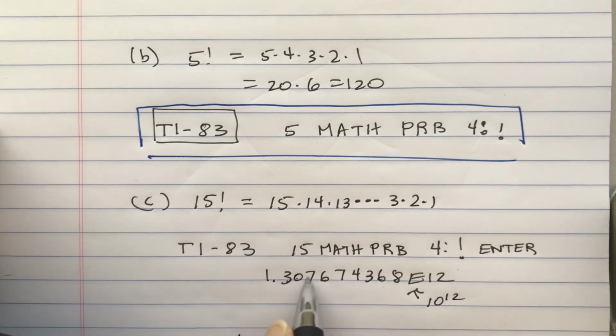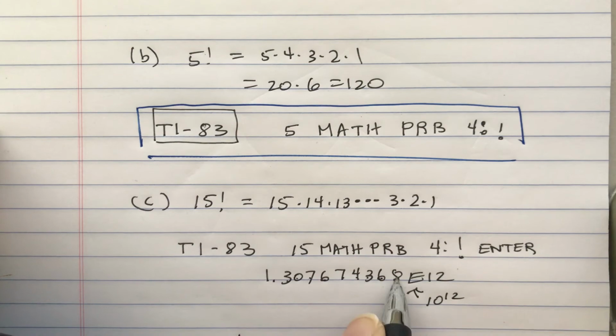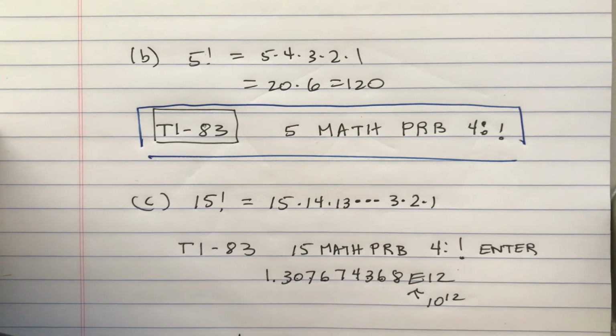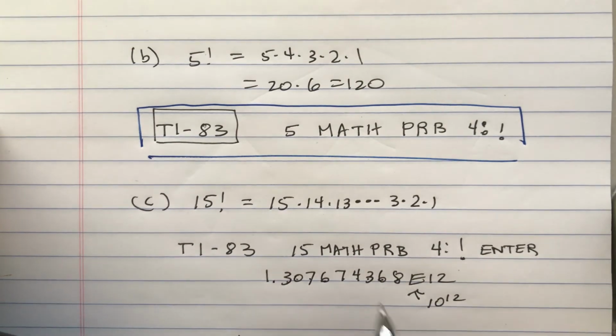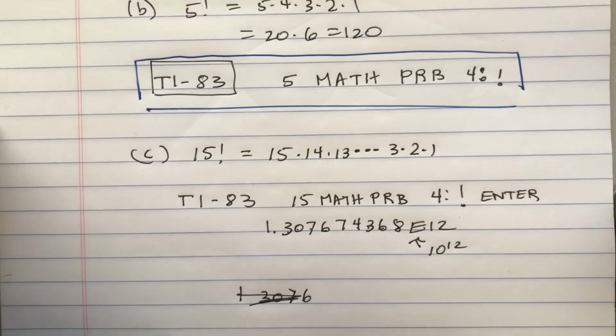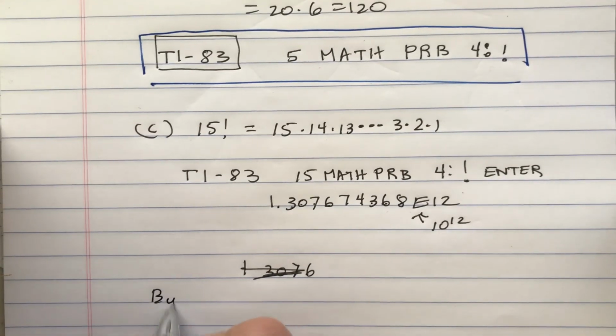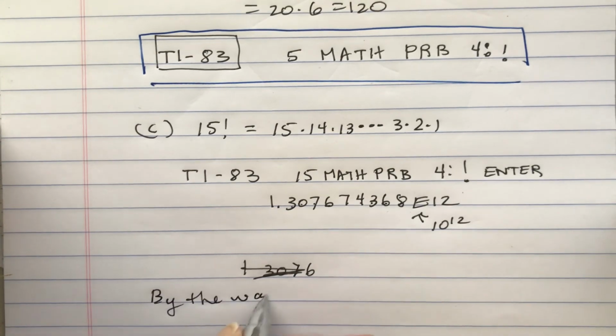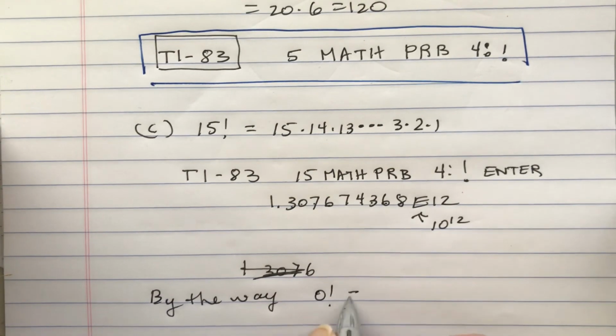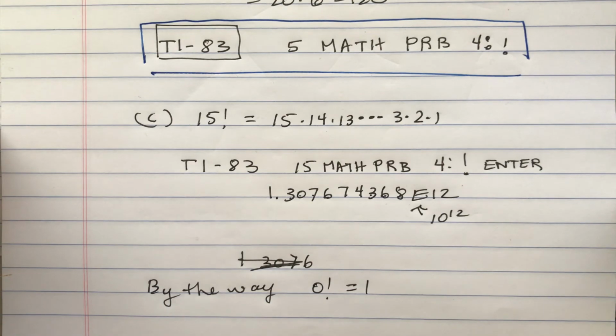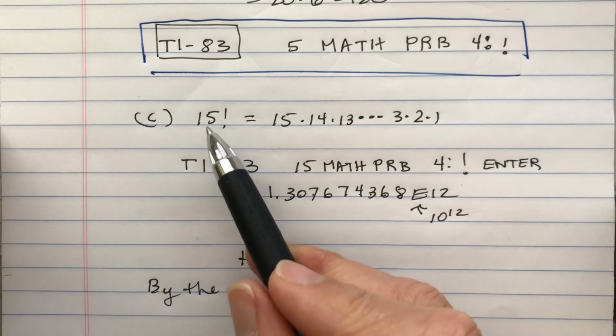So this is a really big number. Okay, and let me just point out that, by the way, 0 factorial is 1. It's just the way it's defined. In some ways it doesn't seem to make sense, but we want to have 0 factorial. And for factorial, we only use positive integers.